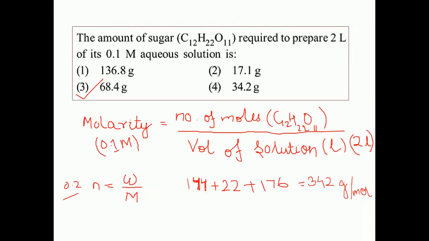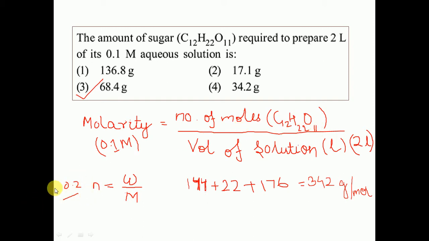So the first question is to calculate the amount of sugar required to prepare 2 liters of 0.1 molar aqueous solution. So the concentration is here in terms of molarity. The two things we should know here are the molarity formula and the number of moles formula. The number of moles can be obtained from the relation of molarity, volume and number of moles, which is molarity equals number of moles of solute divided by the volume of solution in liters. When we multiply this, we get the number of moles, which will be 0.2 mole here.